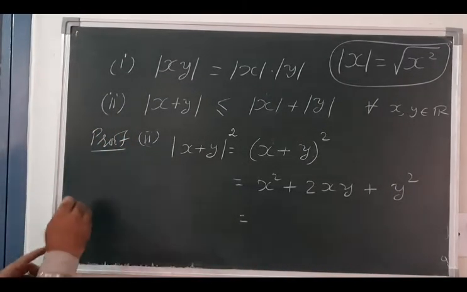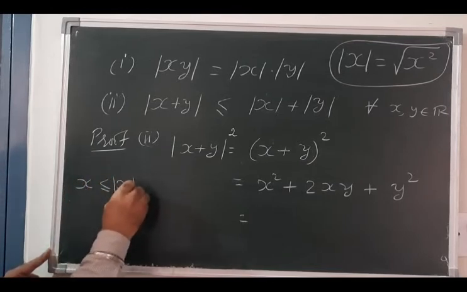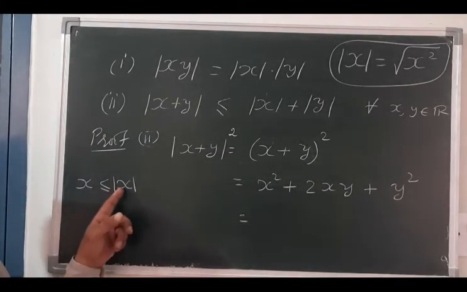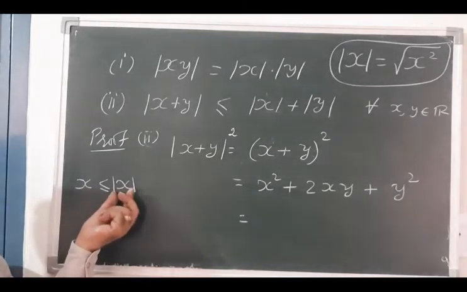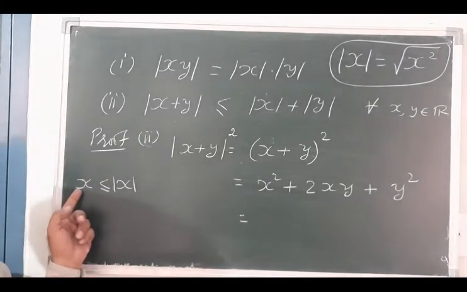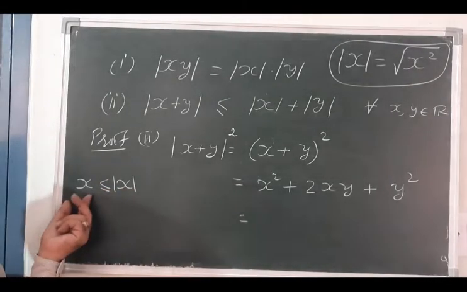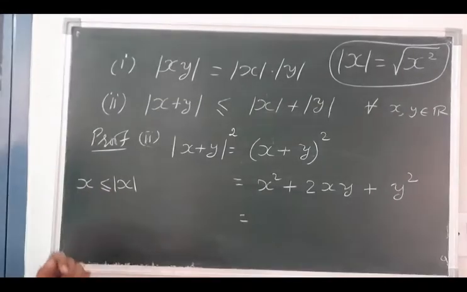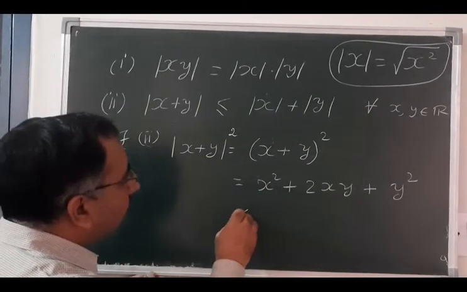Now notice that x is always less than or equal to mod x. If x is a positive number, then mod of x is x. So these two sides will be equal if x is a positive number. But if x is a negative number, this side will be negative, but mod of a negative number is a positive number. So a positive number will be greater than the negative number. So x is always less than or equal to its mod.